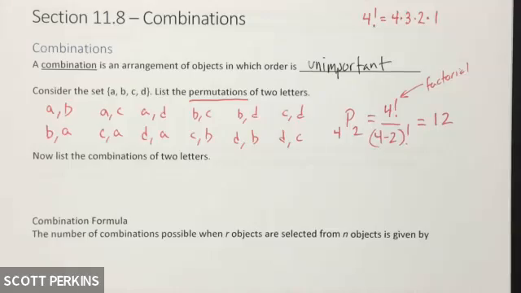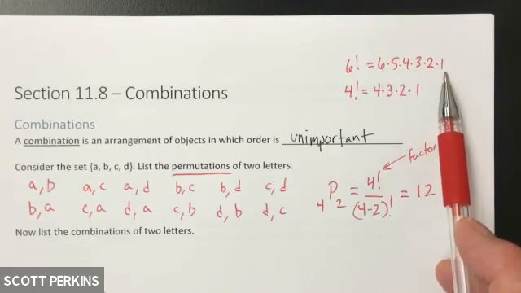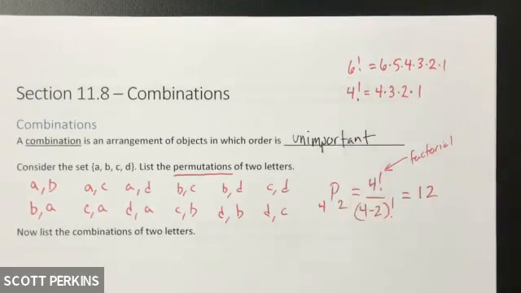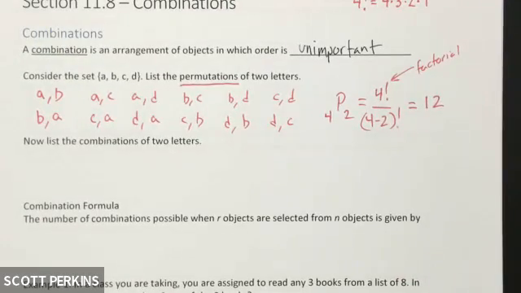All the way down to 1. So like 6 factorial, we started at 6 all the way down to 1. If we had 20 factorial, it would start at 20 all the way down to 1 and be a long string of numbers.